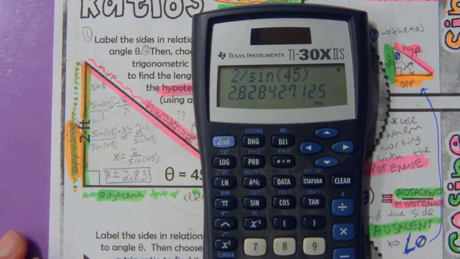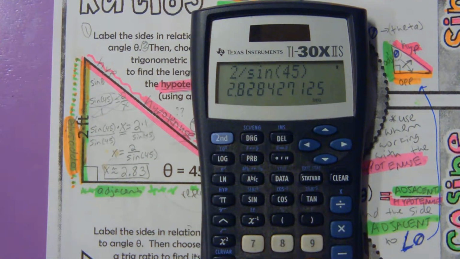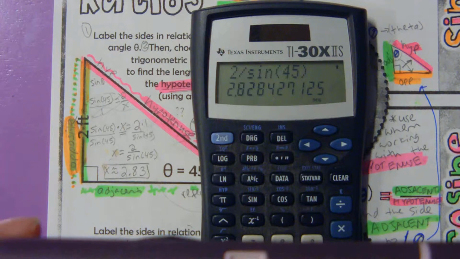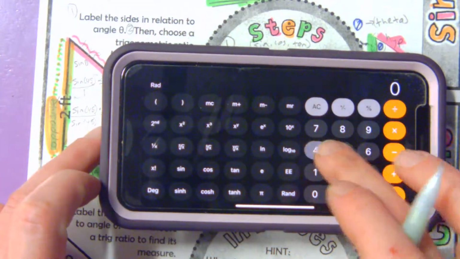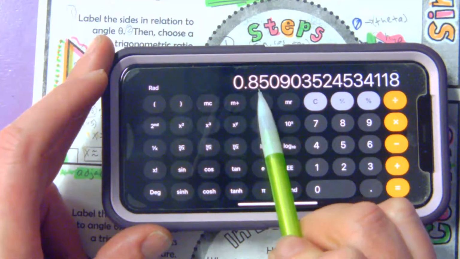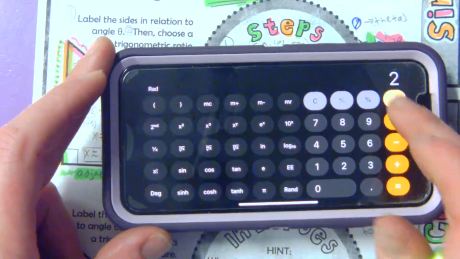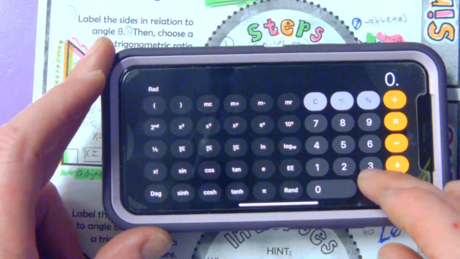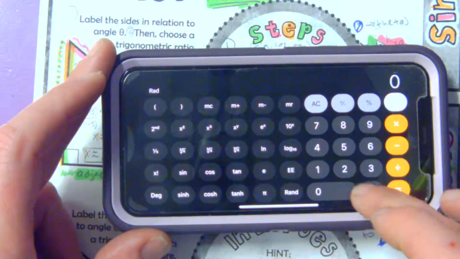On your cell phone, you have to do the sine first. You put the number, and then you do the sine, and then you have to do 2 divided by that. So it's not as easy to do on your cell phones. I will show you. You have to have your phone unlocked, and then you need to be in your phone. So I'll go 45, and then I'll get the sine. 0.8509 is what I'm going to remember. And then I go 2 divided by 0.8209, I think is what it was, right? I would do it again.